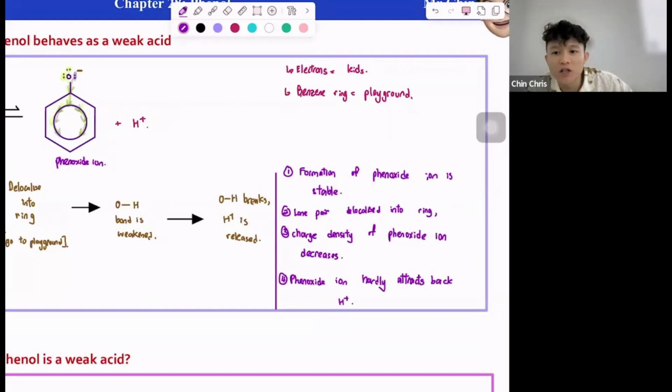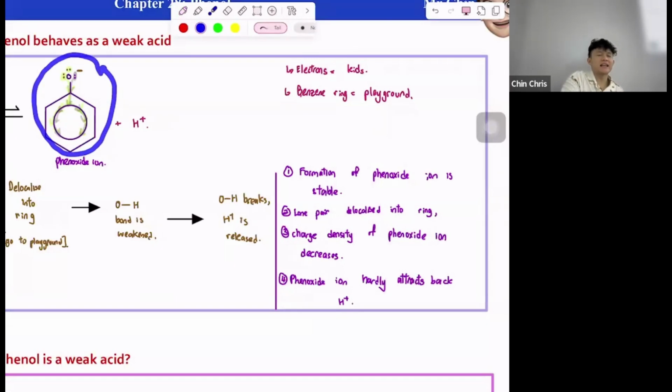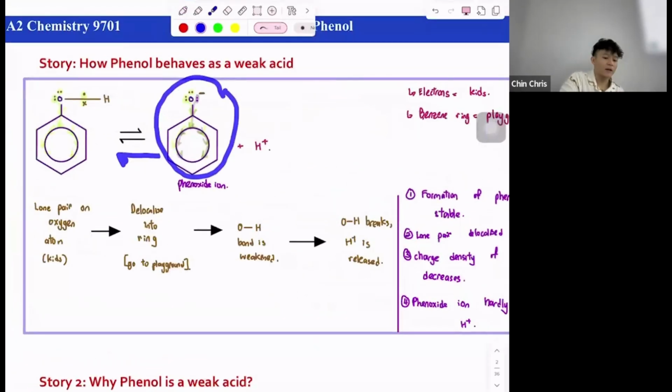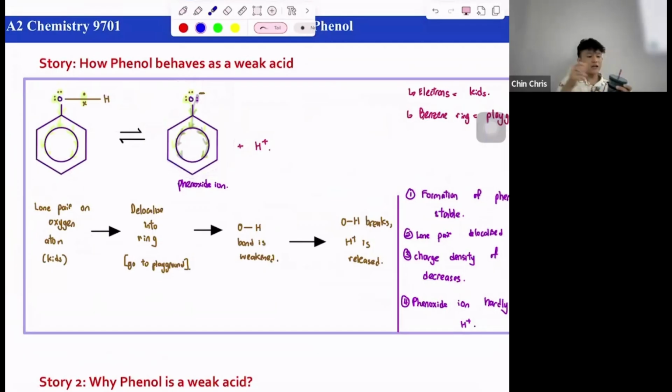What do you mean by formation is stable? I thought that all formations are stable. No, what do you mean by formation is stable? Formation is stable means that this fella is unreactive, or this phenoxide ion will hardly turn back. Understand? So when a phenoxide ion is formed, it will hardly react. Understand?